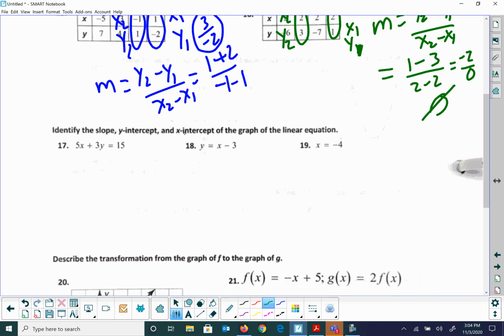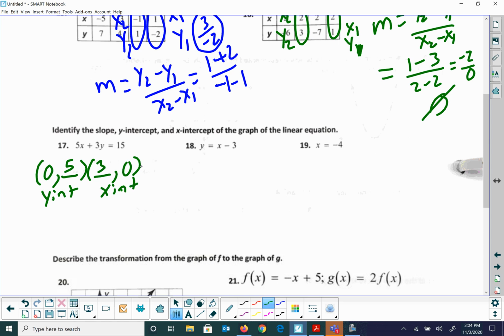Identify the slope, the y-intercept, and the x-intercept on the graph of the equation. So in order for me to find my intercepts, let's do this first, because it's set up for the cover method. If I plug 0 in, 3 times what number gives me 15? So 0, 5, that is my y-intercept. This is my y value, I'm going to cover that. So 5 times what number gives me 15? That's 3. That's my x-intercept.